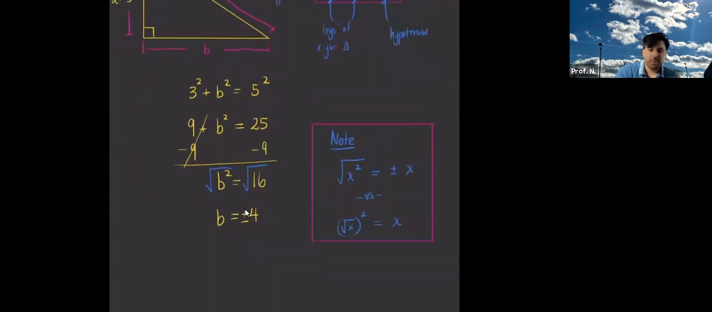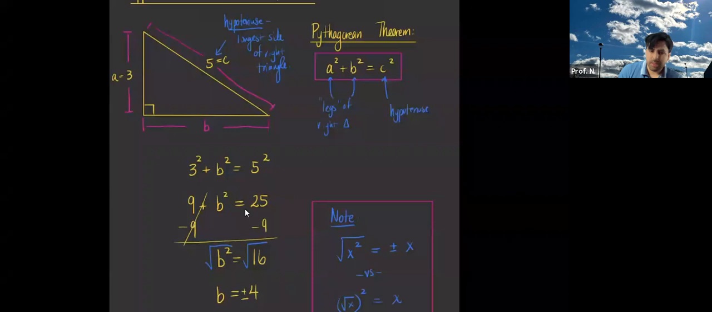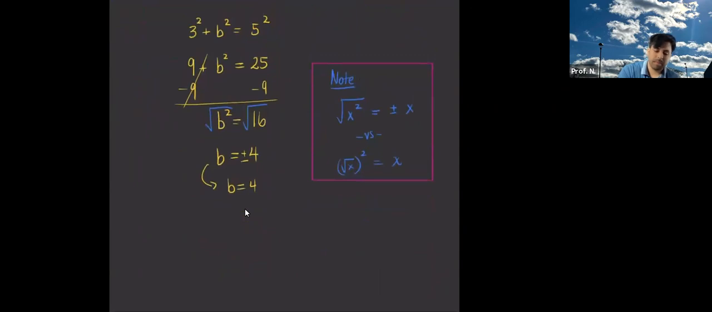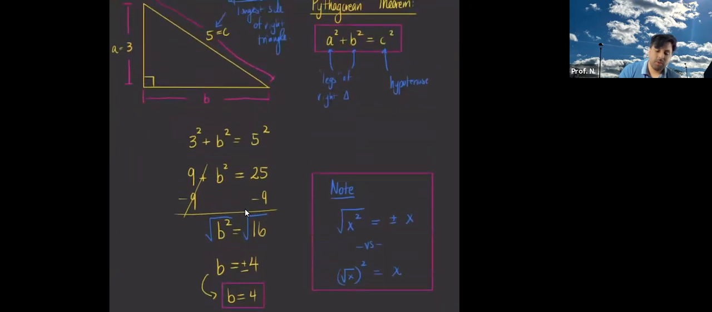Okay, but of course, we're not going to use the negative. We're not going to use the -4 because we're dealing with length. So this is the length of a side. It makes absolutely no sense to say, hey, this is -4 meters long. It doesn't make sense in this context. So we eliminate the negative and we say b must equal +4. So what does that mean? This is 3.